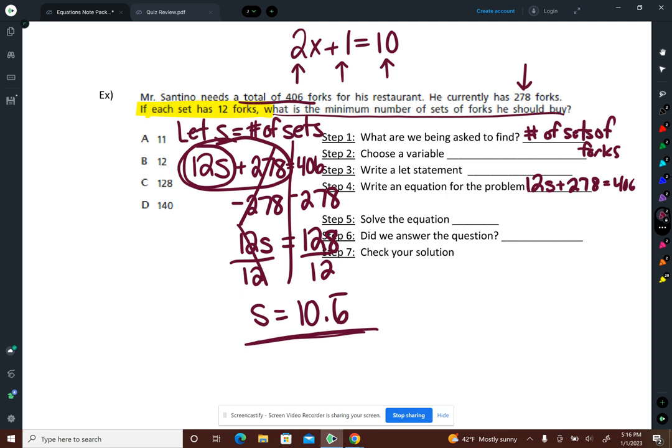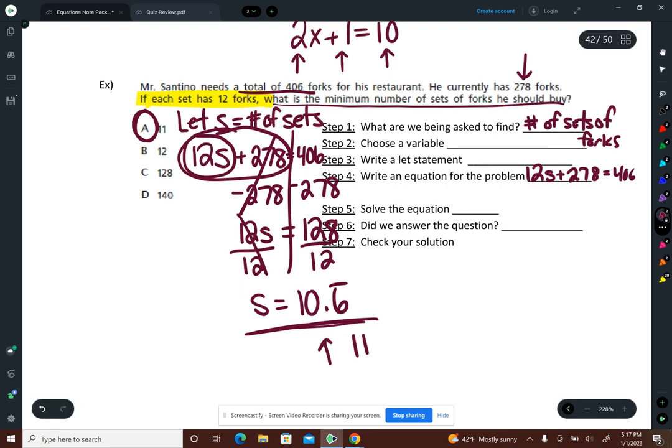So this is saying the number of sets is 10.6 repeating, which means that he needs 10 sets and he needs part of another set. So he's going to need to buy a whole other set. So we're going to bump this up to 11 sets. Okay, and then check your solution.